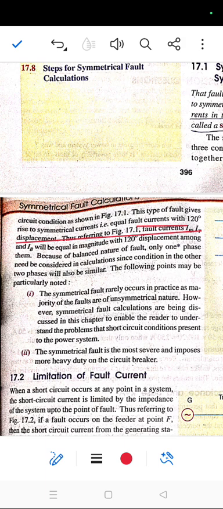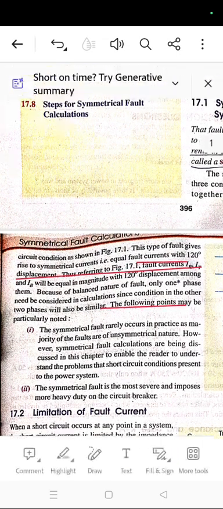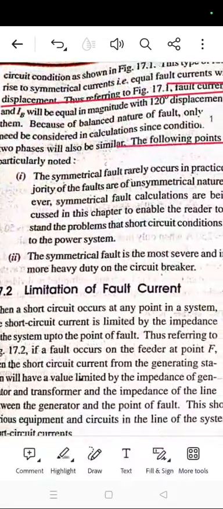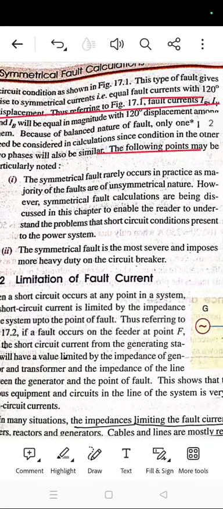Because of the balanced nature of the fault, only one phase needs to be considered in calculation, since conditions in the other two phases will be similar. The following points may be particularly noted. The symmetrical fault rarely occurs in practice. The majority of faults are of unsymmetrical nature.